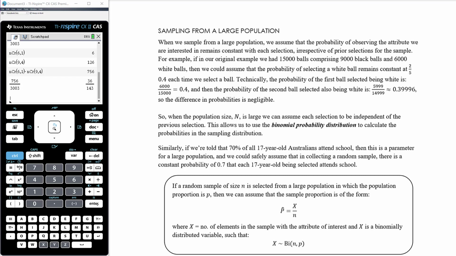Similarly, sometimes we have statistics that we know are, again, for a large enough population. So, for example, if we're told that 70% of all 17-year-old Australians attend school, then that's a parameter for a large population, and we could therefore safely assume that in collecting the random sample, there's a constant probability of 0.7 that each 17-year-old being selected attends school, because the population is large enough.